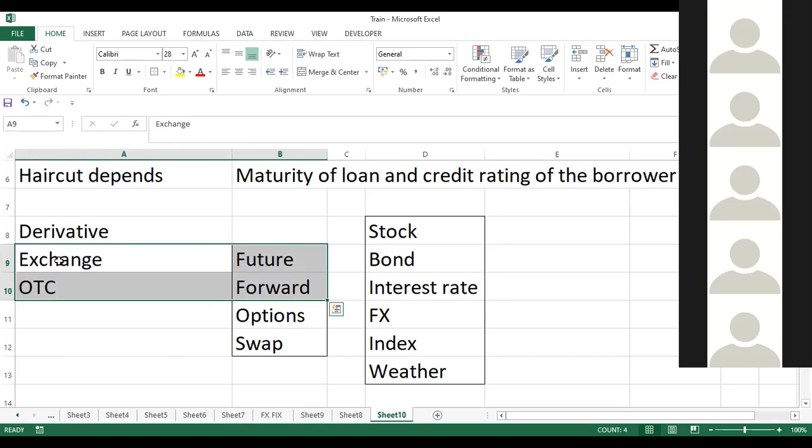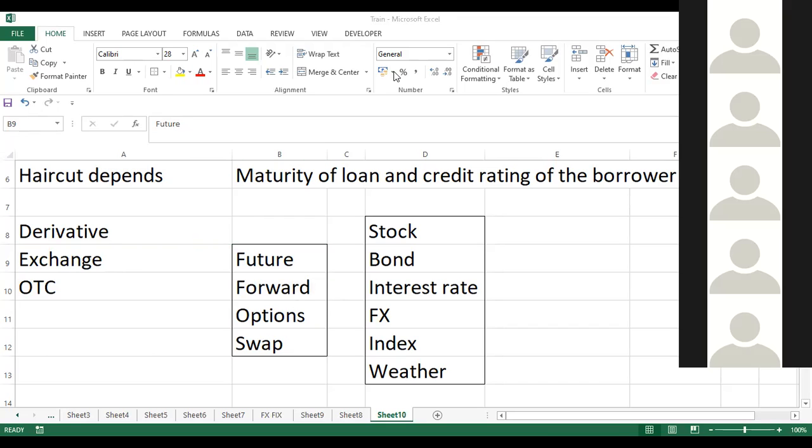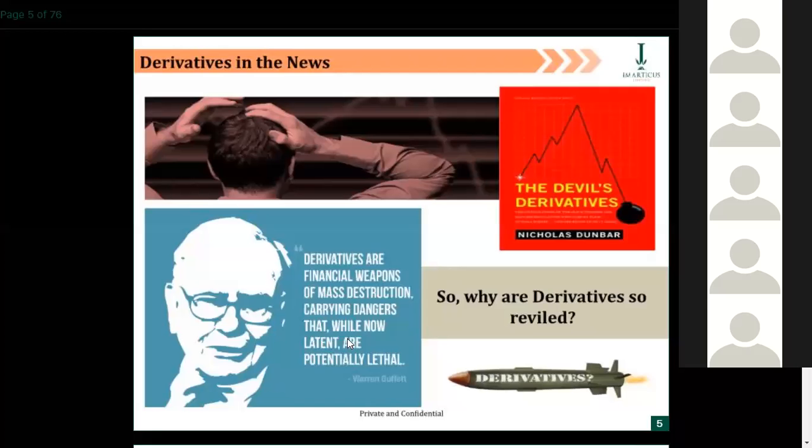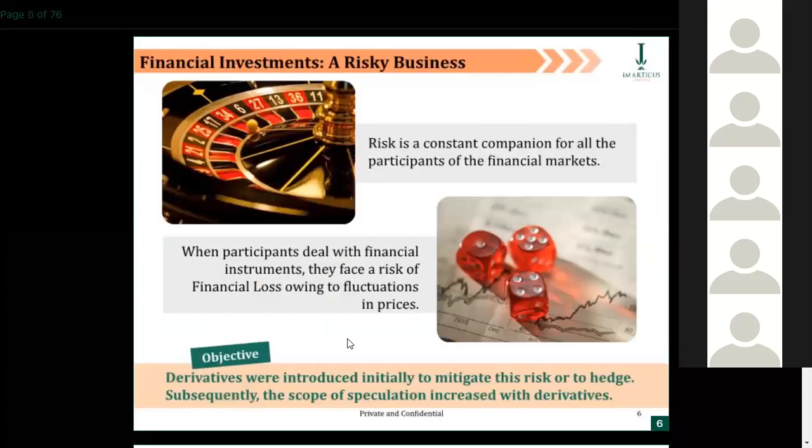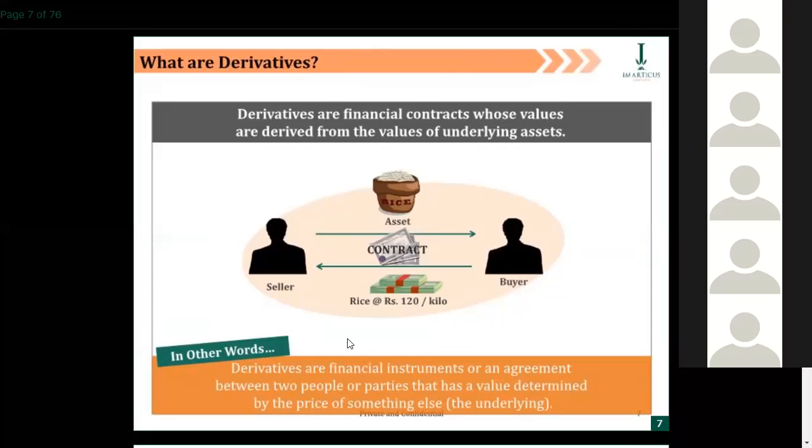So let us look at this example to understand how a future works. Okay, so there is a contract happening between two parties. One is a buyer, another is a seller. The derivative definition is given there: a derivative is a financial contract whose value is derived from the values of underlying assets. That we discussed. So one party is a buyer, another is a seller, and they are doing a contract at this rate.